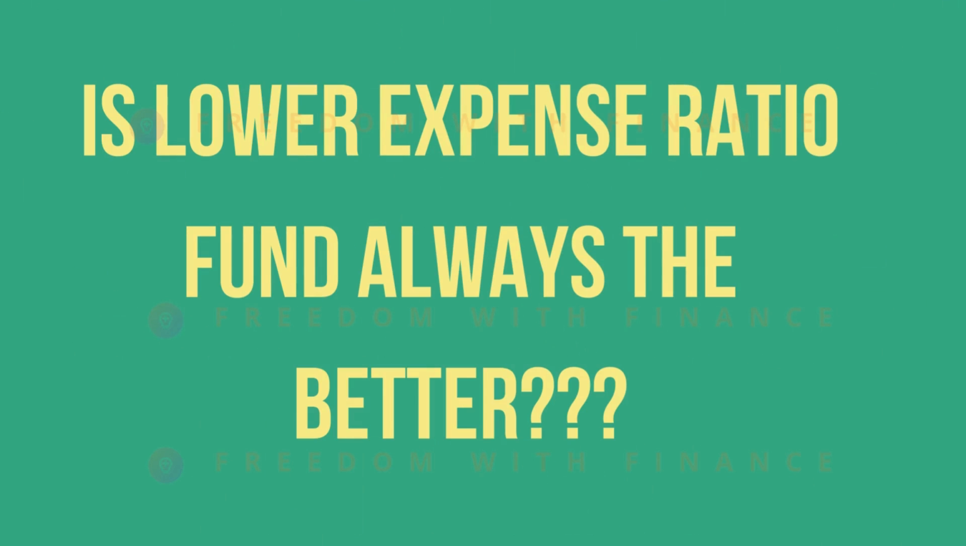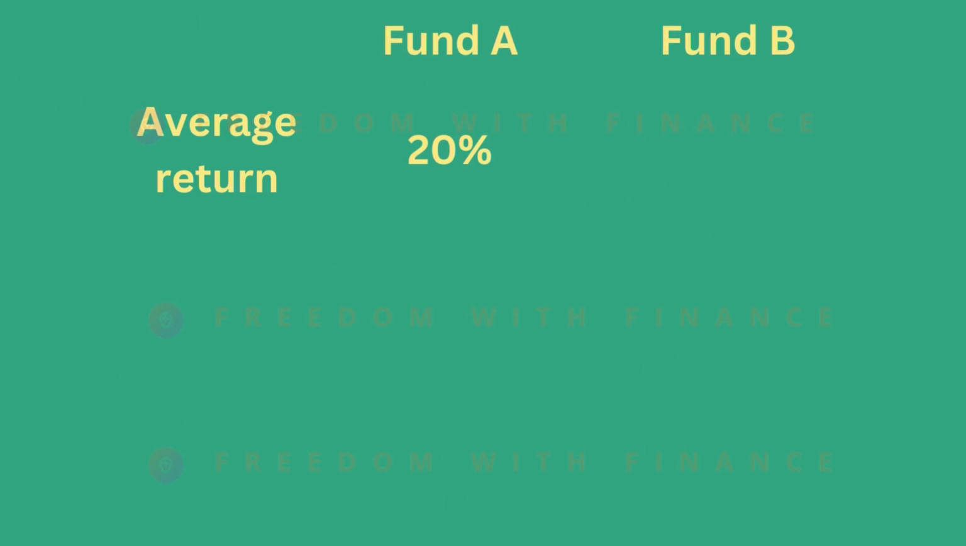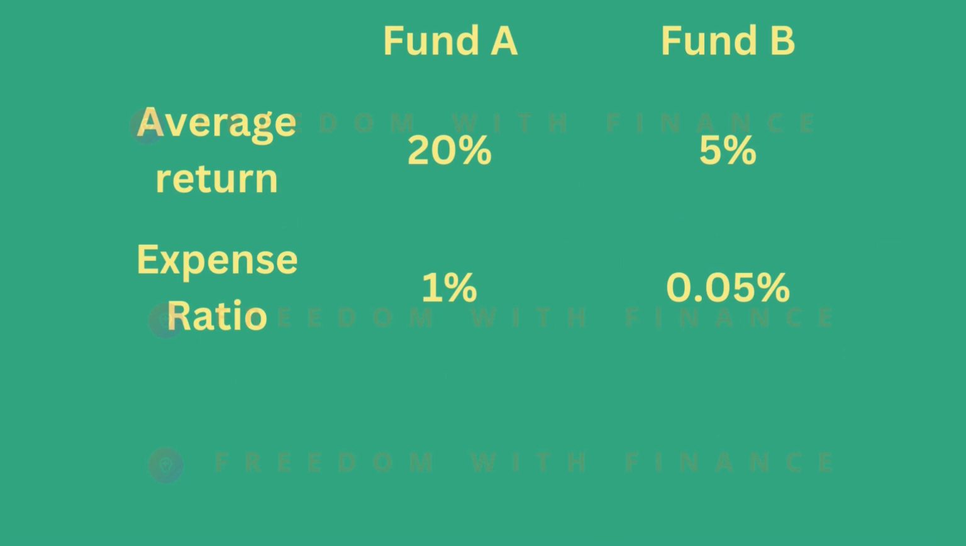So if your expense ratio is the lowest, just go blindly and select that mutual fund. I will not agree to that, because let's say you have two mutual funds, fund A and B, right? And fund A had a historical return of, let's say, 20%, and fund B had a historical return of just 5%. And your expense ratio for fund A was 1%, but your expense ratio for fund B was 0.05%. So you'll see that, okay, fund B has a very low expense ratio, and therefore just go for it.